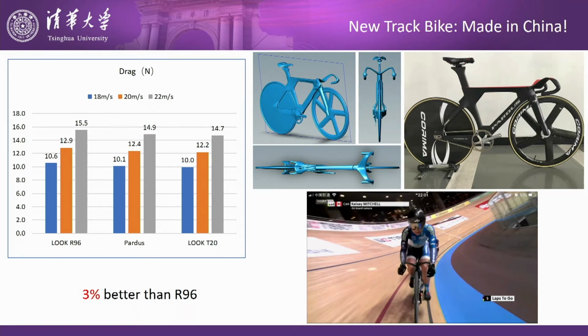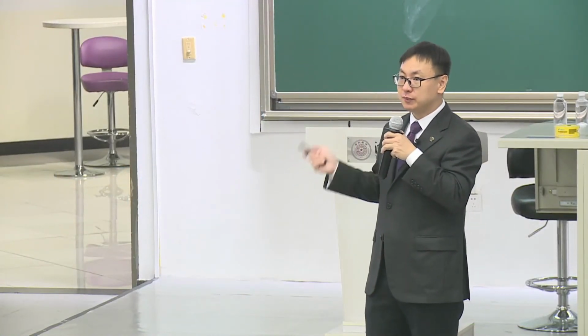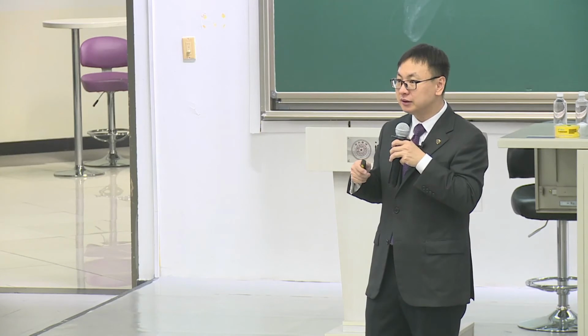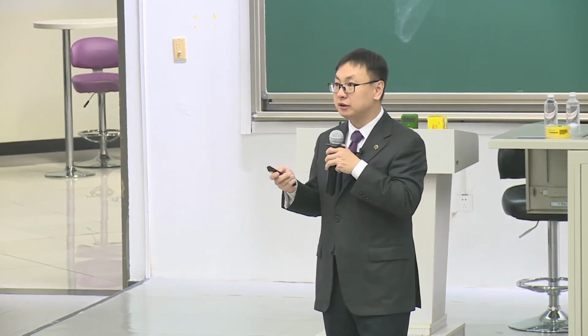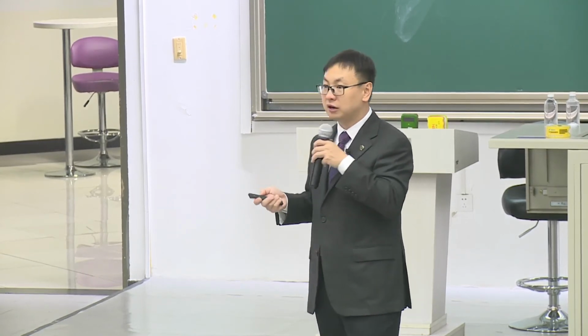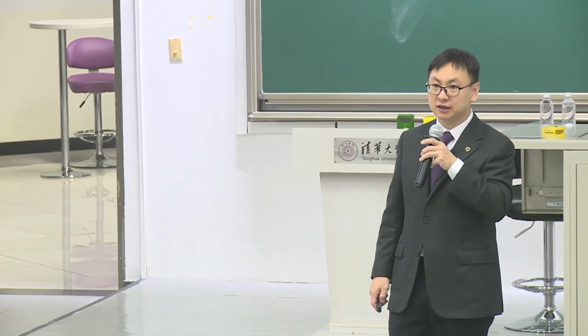We found that Pardo's bike is already better than R96, and slightly behind T20. And this is Li Huishi from Hong Kong, China. She has used this bike since last year. But our national team still uses T20 this year. Some of them are still using R96. Okay, so this is our work on track cycling.